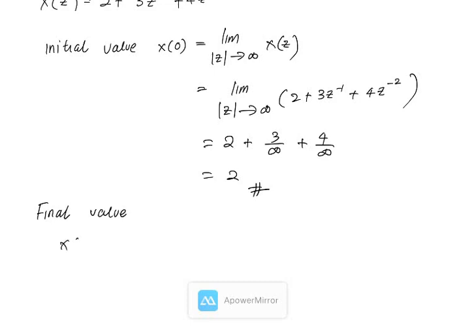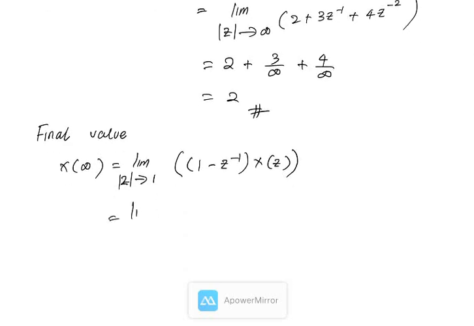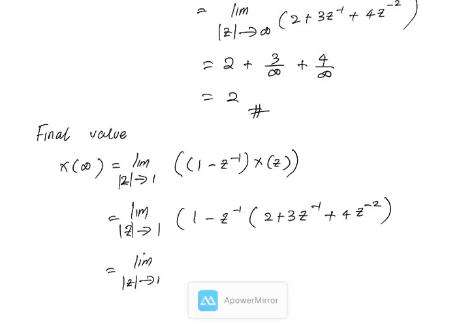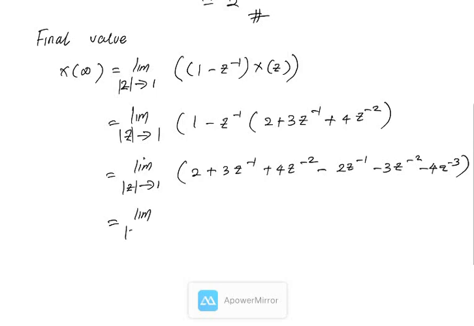we have x infinity equal to the limit as modulus z goes to 1 of 1 minus z inverse times xz. So here we get the limit as z goes to 1 of 1 minus z inverse times 2 plus 3 z power minus 1 plus 4 z power minus 2. So this will be equivalent to 2 plus 3z minus 1 plus 4z power minus 2 minus 2z power minus 1 minus 3z power minus 2 minus 4z power minus 3. So this will be equivalent to 2 plus 3z minus 1 plus z power minus 2 minus 4z power minus 3.